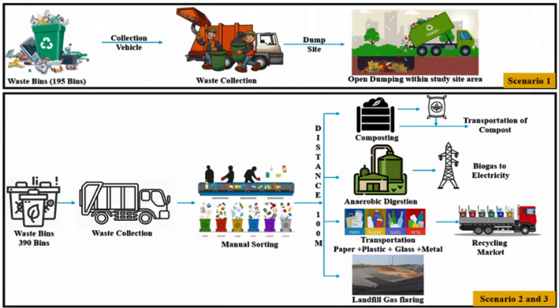Here, waste bins and the waste collection system, with open dumping within the study site area, is scenario 1. Scenario 2 and scenario 3 are also shown. It is the waste bins: the first has up to 195 bins, here 390 bins. In this waste collection, manual sorting takes place.